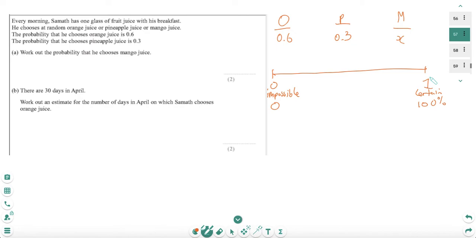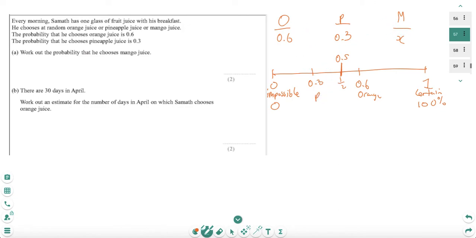Now, basically, we know the probability of him choosing orange juice is 0.6, so it's more than half chance. Pineapple is 0.3, so it's less than half chance, because half chance is 0.5. And we've got to find the probability of mango.